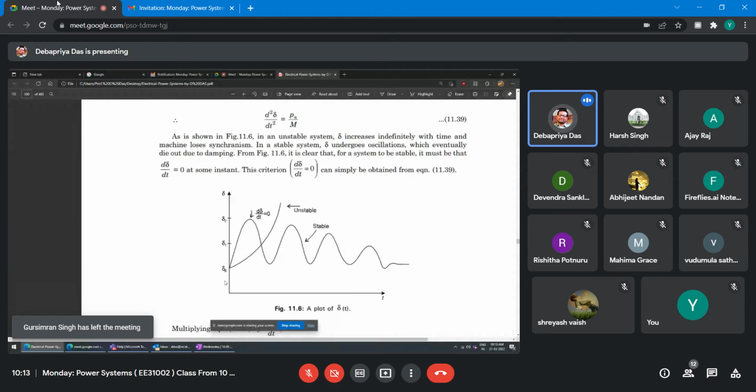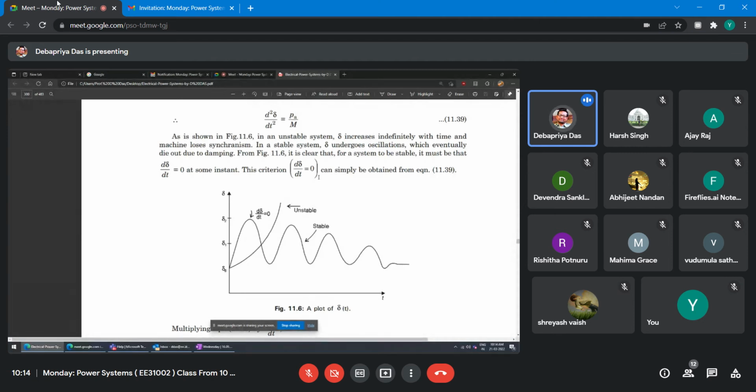Now, from your general knowledge, suppose this is the plot of delta versus t, and the graph goes like this, oscillatory and dying out. At this point, d delta by dt is equal to zero. That means the system will remain stable. But if it is unstable, it will keep on increasing, shooting up like anything, so the system is unstable. Another possibility is that instead of dying out, it may go on in continuous oscillation. That is called oscillatory stable, but that is beyond the scope. So for a stable system, d delta by dt must be equal to zero at some point.